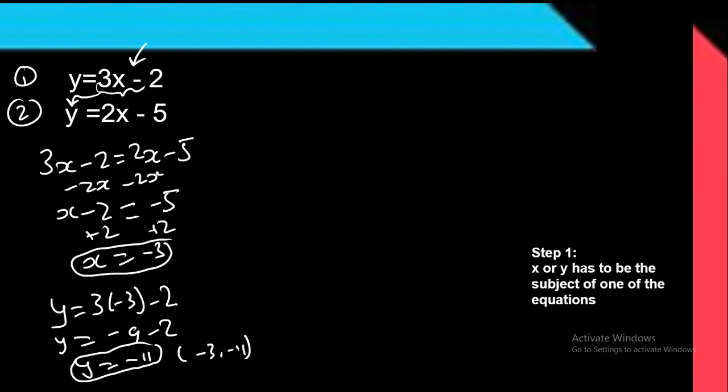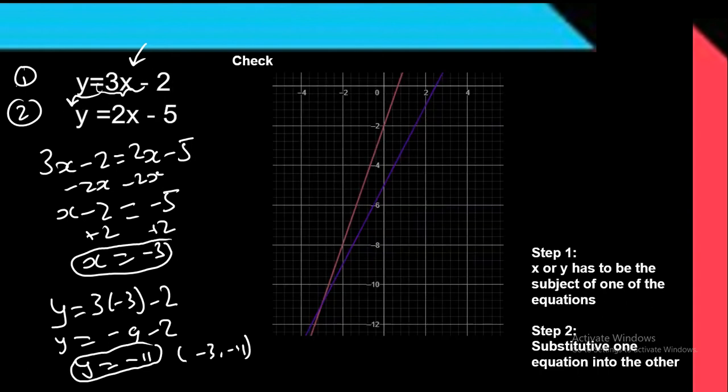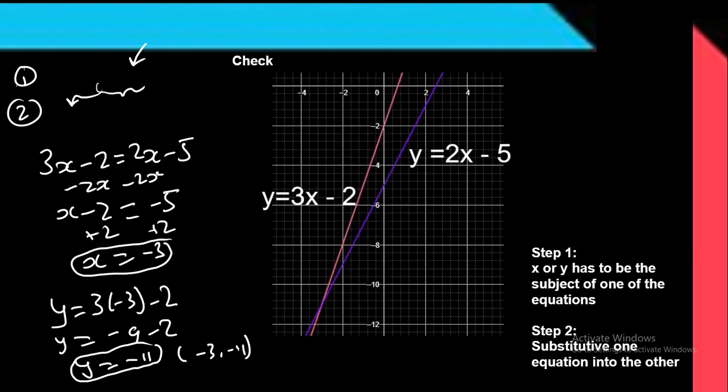So if you have two equations and they both equal either y or x, you can just make them equal each other. And then if we want to check this by graphing, you can easily see here they both intersect each other at (-3, -11).